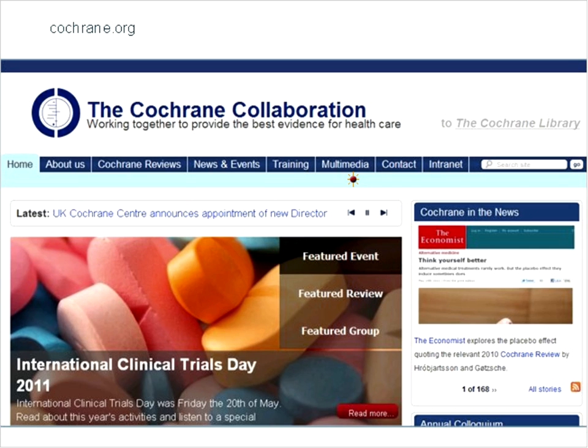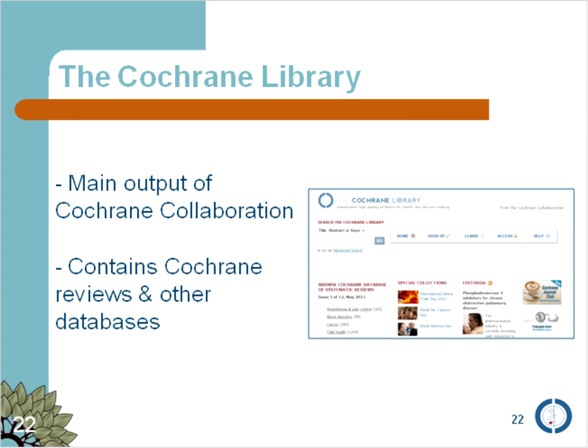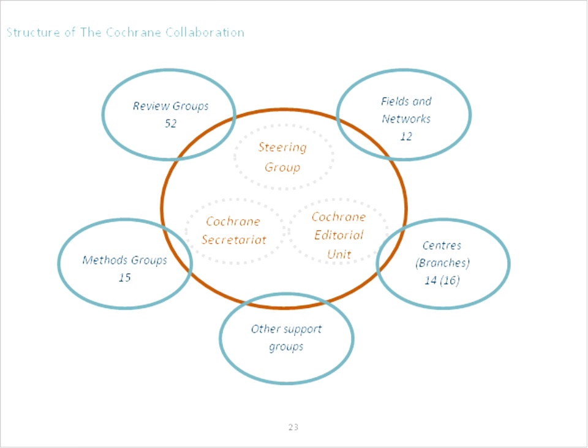And I think one thing that some people don't necessarily make the connection on, and I think is important, is that the Cochrane Collaboration and the Cochrane Library really are hand in hand. And so the Cochrane Library is the main output of the collaboration. It contains Cochrane Reviews, it has other databases, and this is what we're going to look at in a little bit more depth next week.